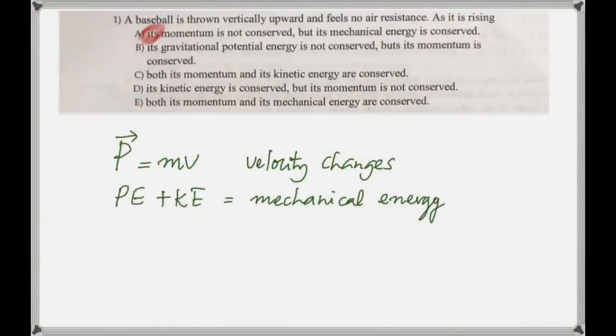So in summary, momentum, which is mass times velocity, changes because velocity changes. But mechanical energy is the sum of potential energy and kinetic energy, and that together always stays the same. Although individually they may be changing, when one increases, the other decreases. So the total of potential and kinetic, which is mechanical energy, is always the same.